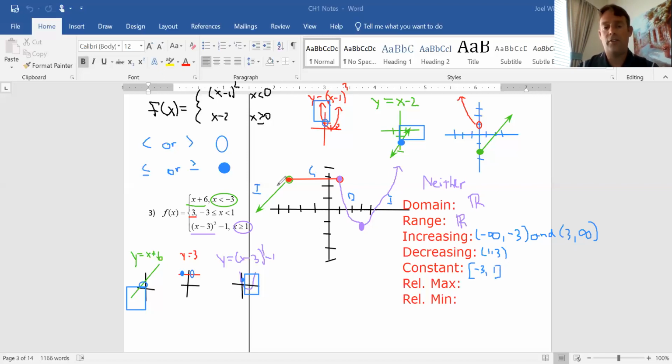Relative max. Do I have a top of the mountain? Notice there isn't any top of the mountain here. This is a plateau. So there are no tops of mountains. So I don't have a relative max. So we're going to put DNE on that. But relative min, do I have a bottom of a valley somewhere? In this case, I do. The bottom of the valley is at 3, -1.